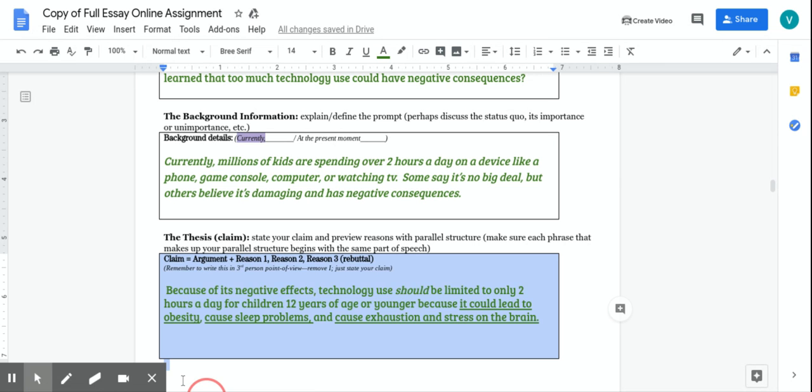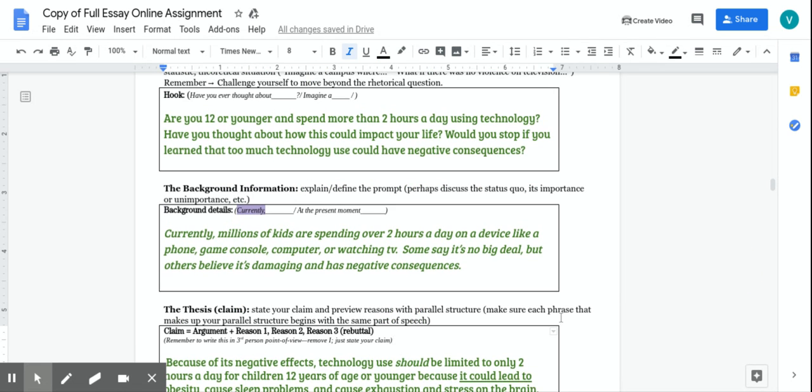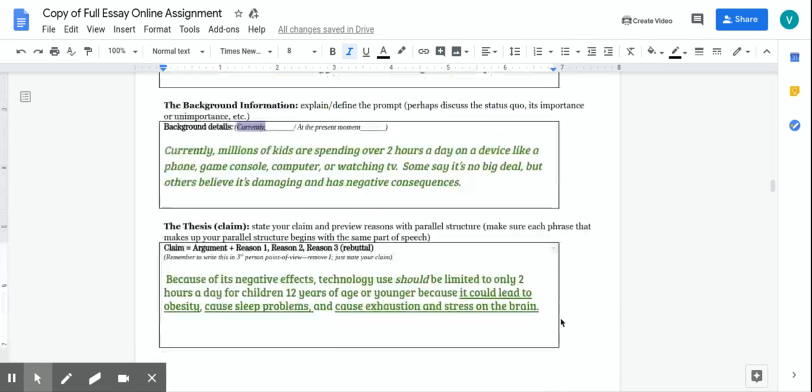So, reason one is it could lead to obesity. Reason two is it could cause sleep problems. And reason three is it could cause exhaustion and stress on the brain. Once you have all of those three boxes completed, that's it for the intro.